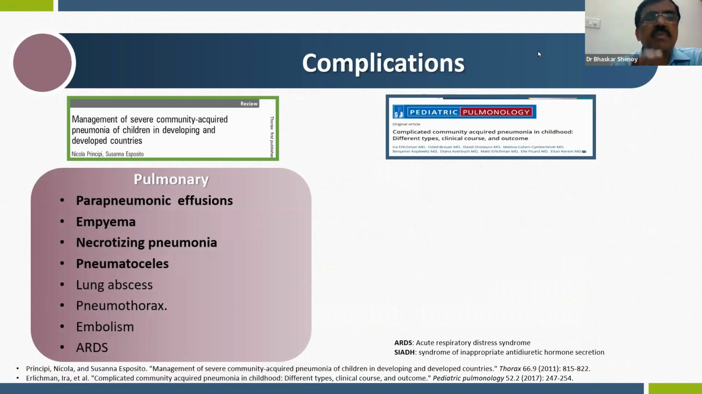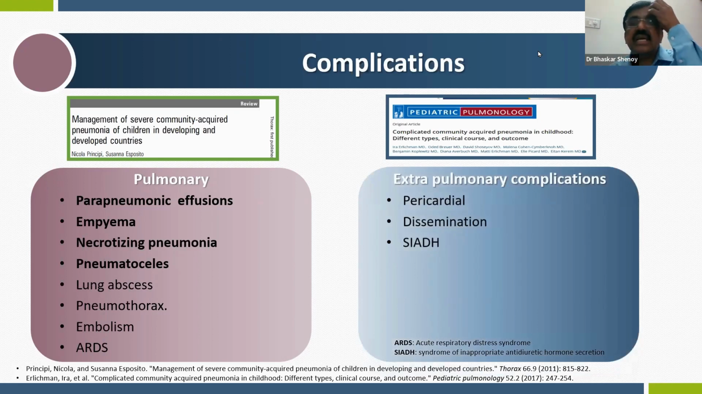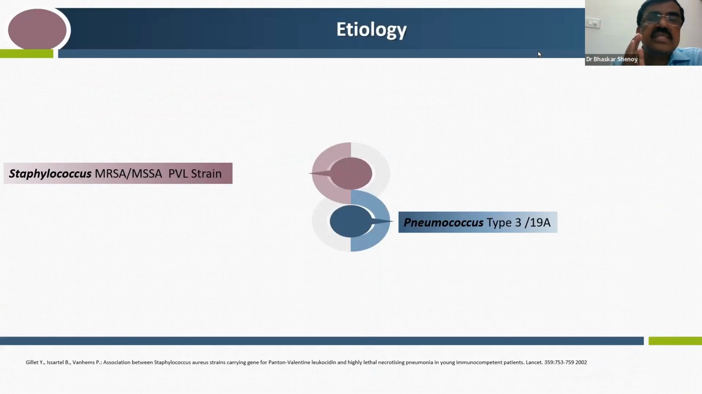These are known to develop complications. They can be pulmonary complications or extrapulmonary complications. When it comes to pulmonary complications: parapneumonic effusion, empyema, necrotizing pneumonia, pneumatoceles, lung abscess, embolism, pneumothorax, ARDS. These are the life-threatening complications which, if we are not treating on time, can lead to devastating results. Whereas extrapulmonary complications are like pericardial effusion, disseminated sepsis, or SIADH. As for the etiology, in most cases of severe pneumonia, it is Staphylococcus or Pneumococcus.